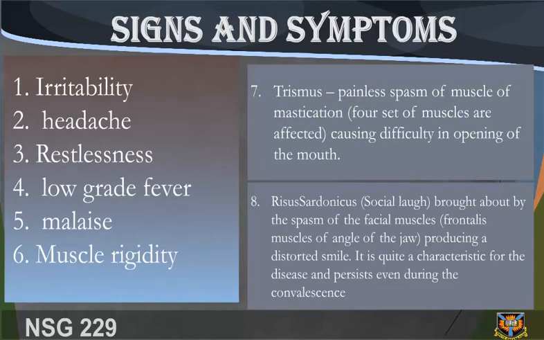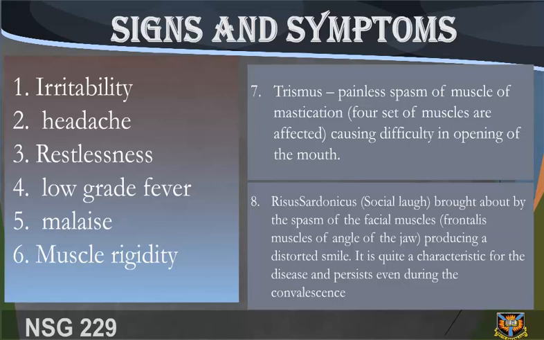Signs and symptoms. 1. Irritability. 2. Headache. 3. Restlessness. 4. Low-grade fever. 5. Malaise. 6. Muscle rigidity. 7. Trismus, painless spasm of the muscles of mastication. 4 sets of muscles are affected, causing difficulty in opening of the mouth.